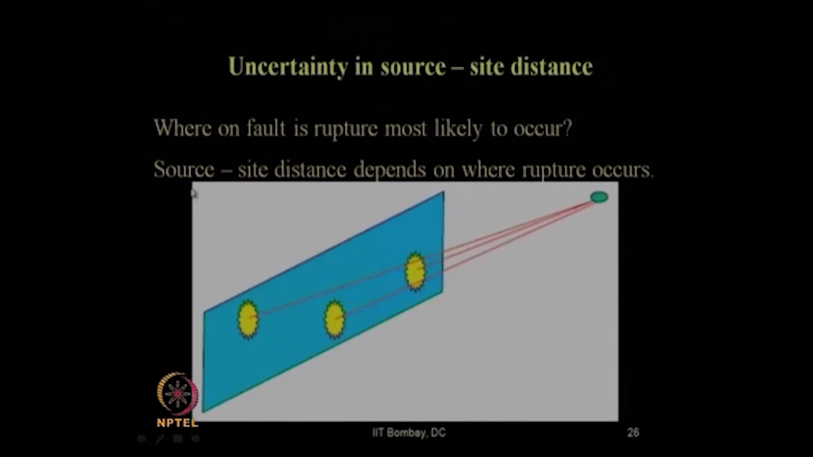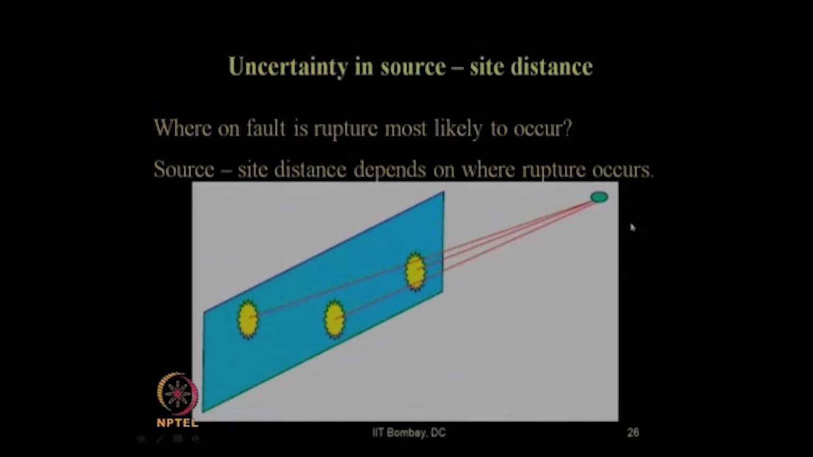Now, where on this fault is rupture most likely to occur? See, a fault is not a single point unless it is a point source, right? It will have certain dimension. Now, among that entire length or area or volume of the fault, whatever we consider, which are the points where the chances of occurrence of rupture or the energy emission during the earthquake is going to be more? So, that probability we need to find out.